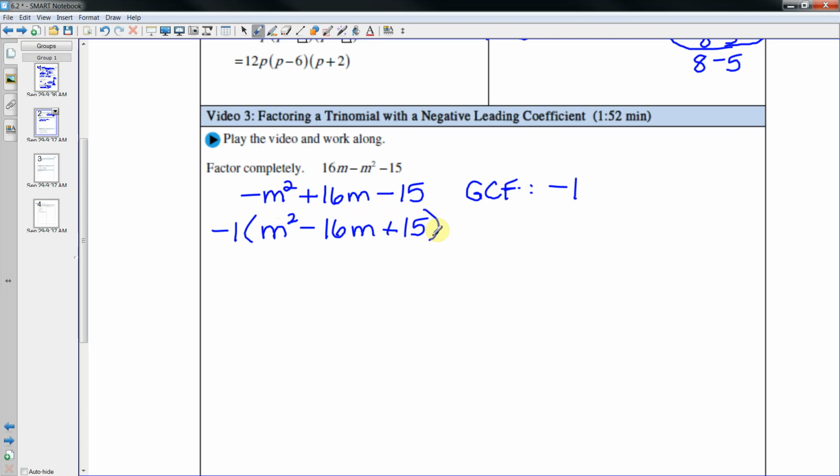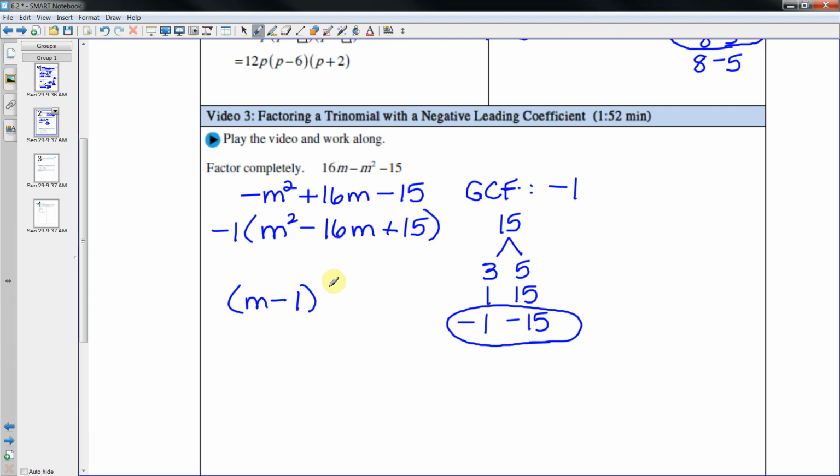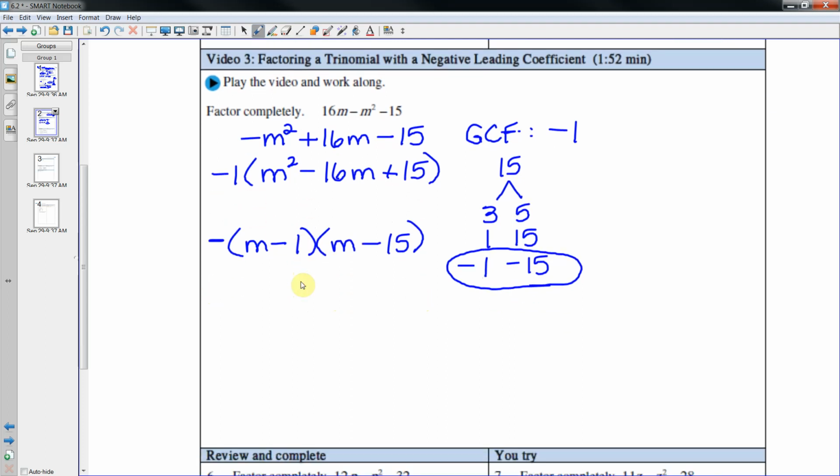And we're going to find factors now of 15 that could add up to a negative 16. Well, I know 3 and 5 aren't going to work because there's no way I can get a 16 from a 3 and a 5. I've got a 1 times a 15. That gets me a positive 16. But if I took a negative 1 times a negative 15, I'm still getting a positive 15 when I multiply, but when I add them, I get the negative 16. So then that gives me m minus 1, m minus 15, and I took that negative 1 out in the very beginning. You can just put a negative in front. You don't have to write the 1. You can just put a negative right there with it.